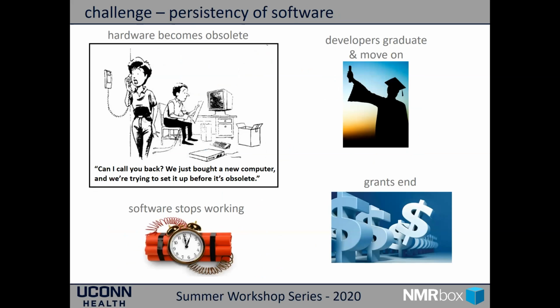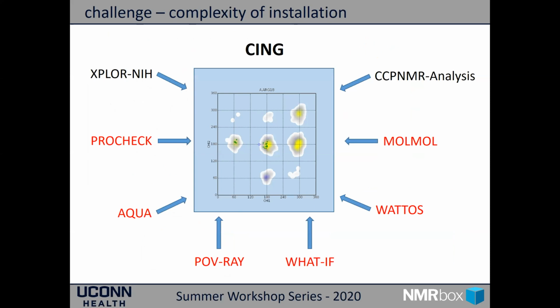Another challenge is the persistency of software. A lot of times software is developed by a graduate student. That graduate student graduates and moves on. There might be grant funding for software development that ends. Software just might stop working. If platforms evolve, the software may no longer be able to be installed on old platforms. But there's lots of very important software that may be 15, 20 years old. It's still important to try to keep running in the community. And it's very difficult for each individual lab to try to maintain all of that software with backwards compatibility.